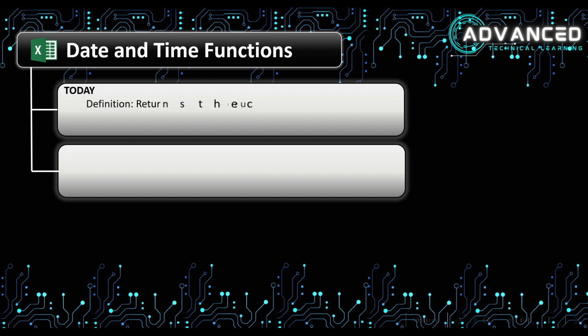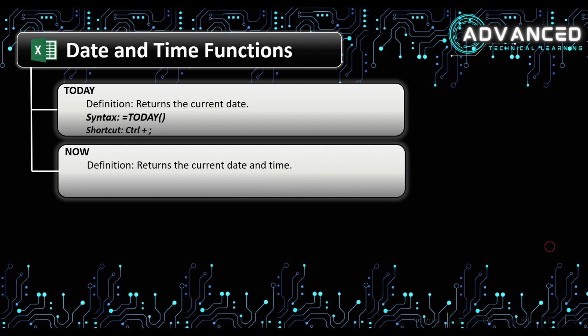TODAY returns the current date. Here is the syntax for the TODAY function and here is the shortcut for it. NOW returns the current date and time. Here is the syntax for the NOW function. This is the shortcut for the current time. So let's apply these functions in an Excel workbook.